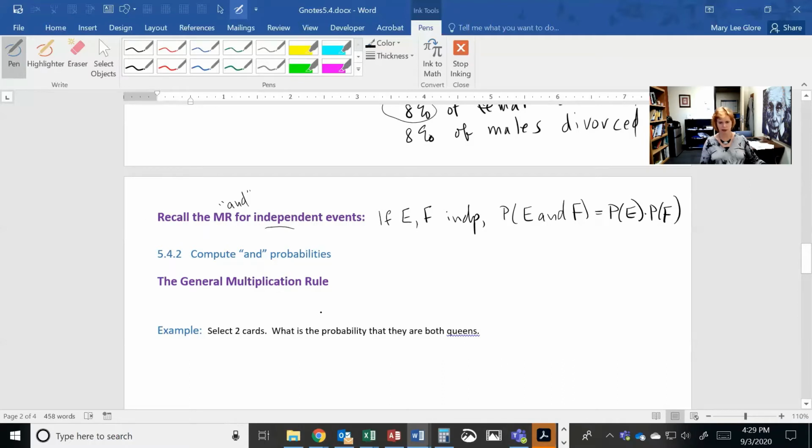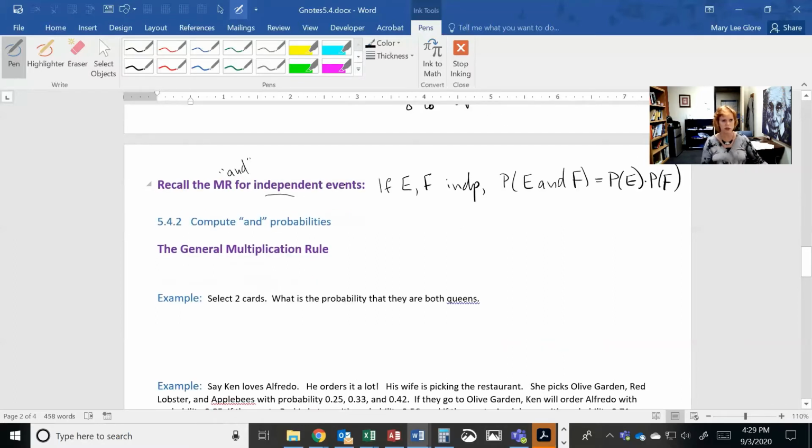If they're not independent, like my pick two cards where I don't replace, then I have to have a different rule, and this is called the general multiplication rule. And the general multiplication rule is that for any events, they don't have to be independent. I don't care if they're independent, disjoint, whatever they are.